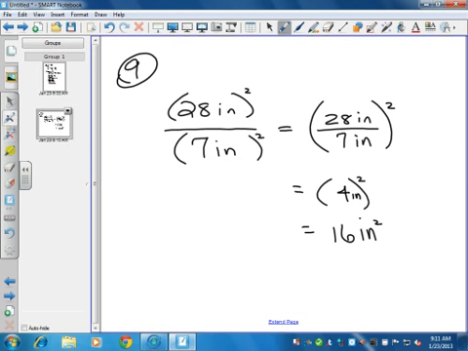Okay, here, you're going to have to square 28, get a huge number, square the 7 and get a 49, and then divide, and it'll still be a 16. A little bit less work to do to go that way. What is 28 squared? 784. Divided by the 49, right, which is still the same, 16.